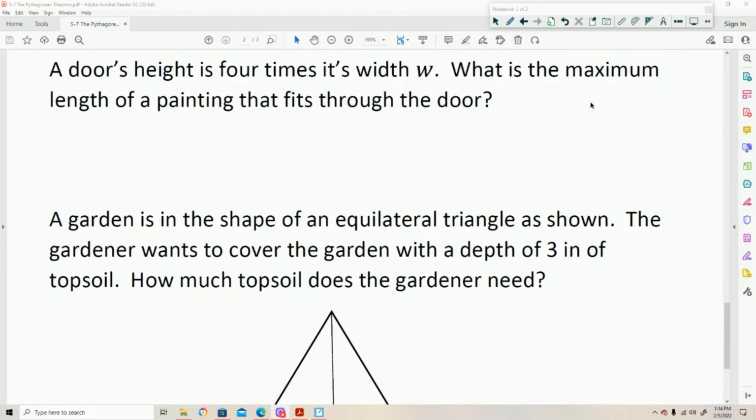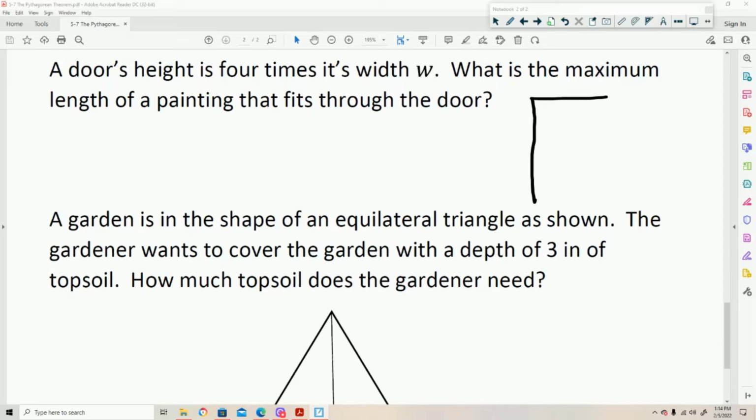Let's look at a couple of word problems having to do with the Pythagorean theorem. The first one says a door's height is 4 times its width, W. What is the maximum length of a painting that fits through the door? Before we think this is really difficult, again, we're just forming a right triangle.